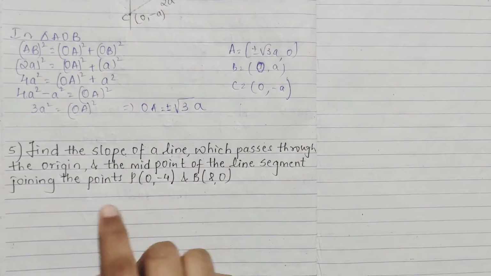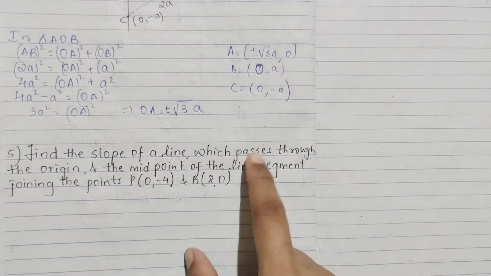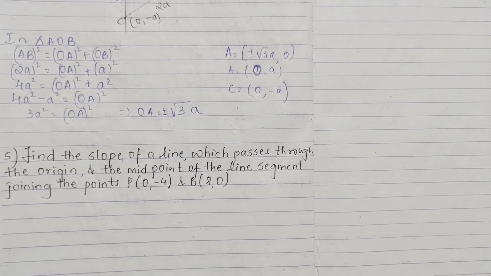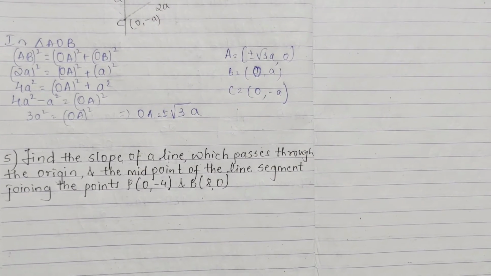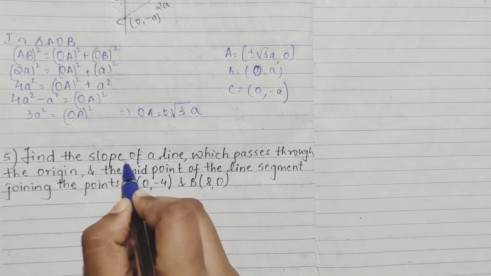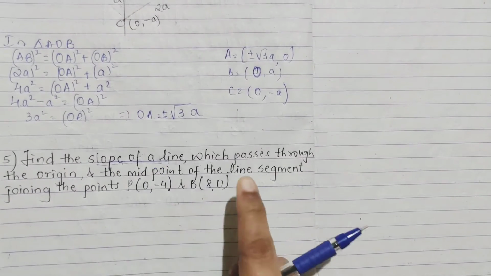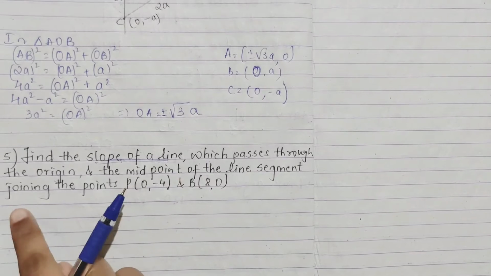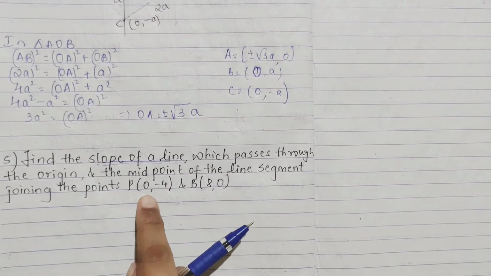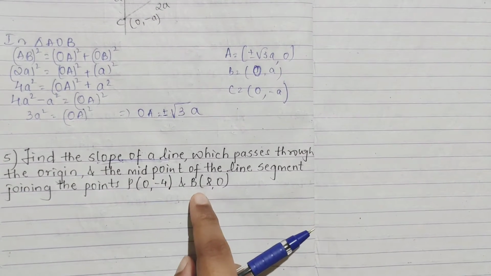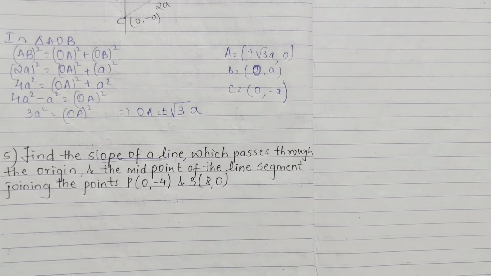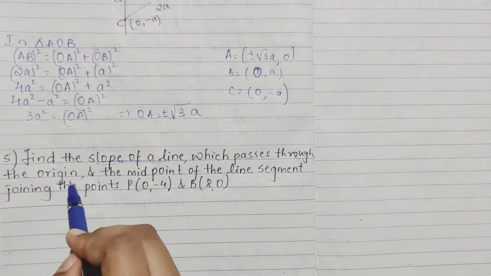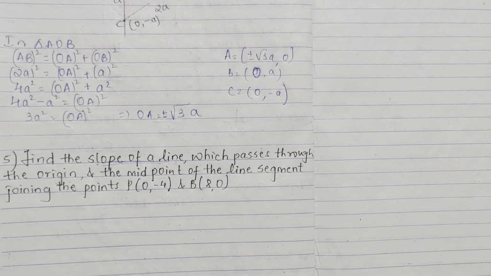Fifth question, find the slope of a line which passes through the origin. So you have to focus on the question, okay? What they are telling is, find the slope of a line which passes through the origin and the midpoint of the line segment joining the points P (0, -4) and B (8, 0).